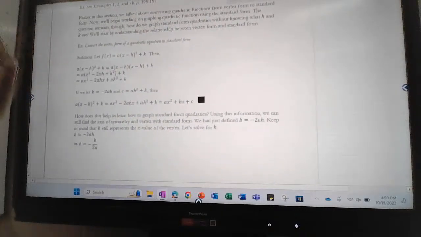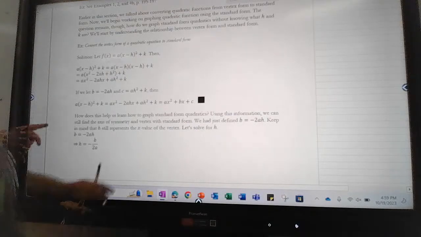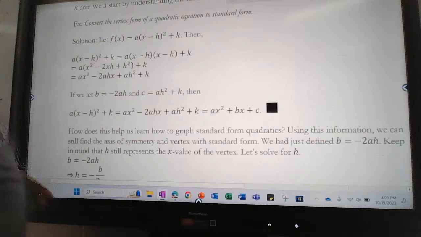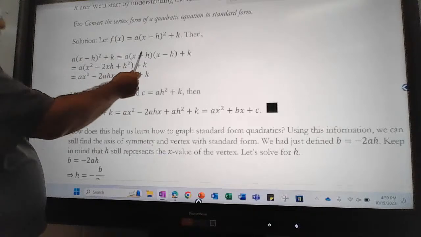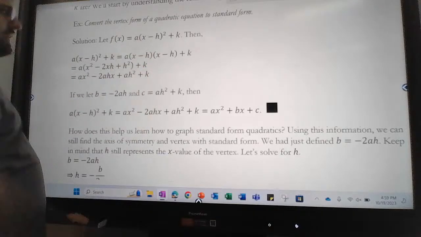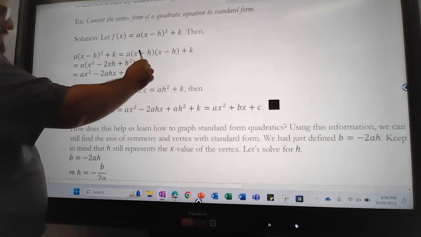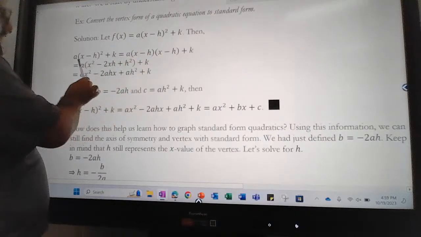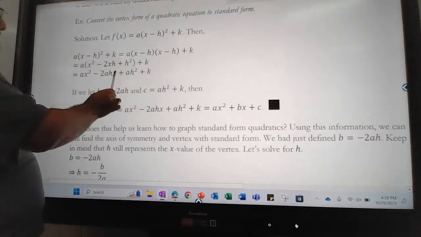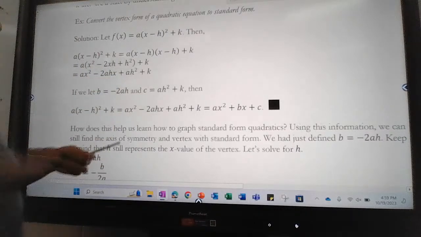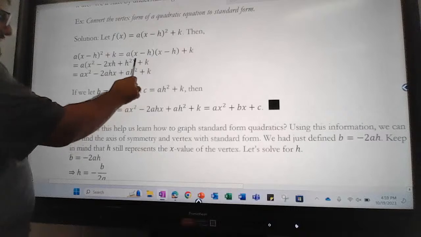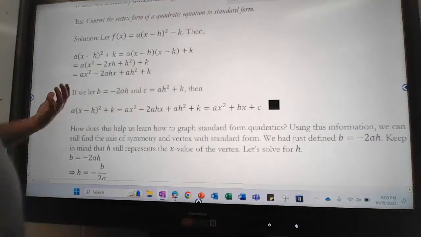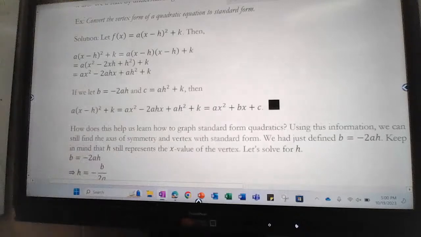Okay, so let's go back to vertex form and standard form. So let's say I want to take my vertex form and expand it. Well, if I expand it, then I change this to x minus h times itself. Then I would distribute. No, I wouldn't distribute. I would FOIL first. This is what I would get, and then I distribute the a, and so now I have this. Now if I say b is equal to this part here and c is equal to this part, then I have something to relate vertex form to standard form.